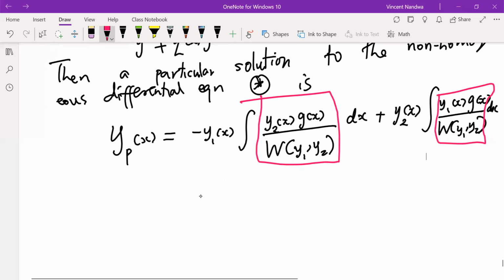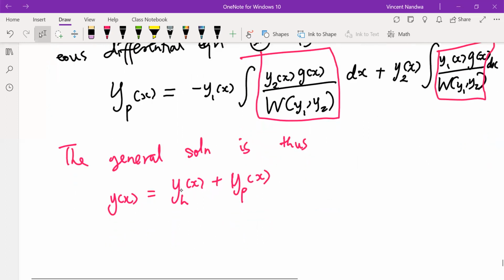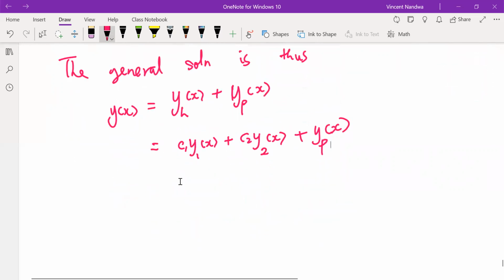So the general solution is thus y of x equals the homogeneous solution plus the particular solution, which is the same as c1 y1 of x plus c2 y2 of x, and then plus the particular solution obtained from this formula. Now let's quickly describe the method by examples.